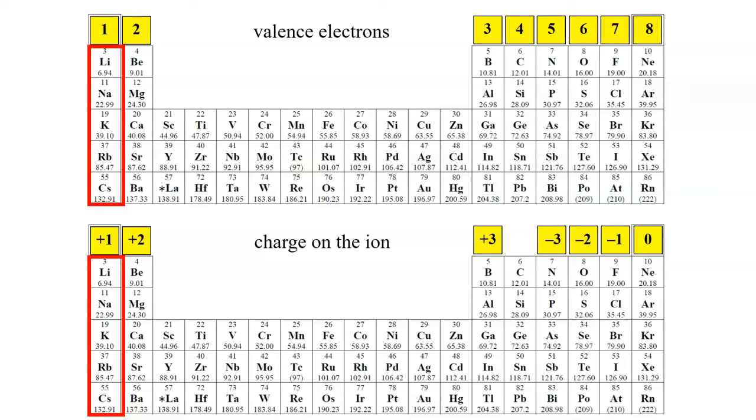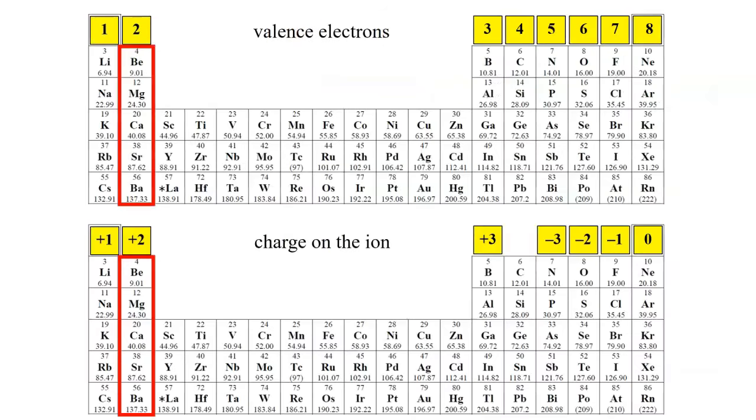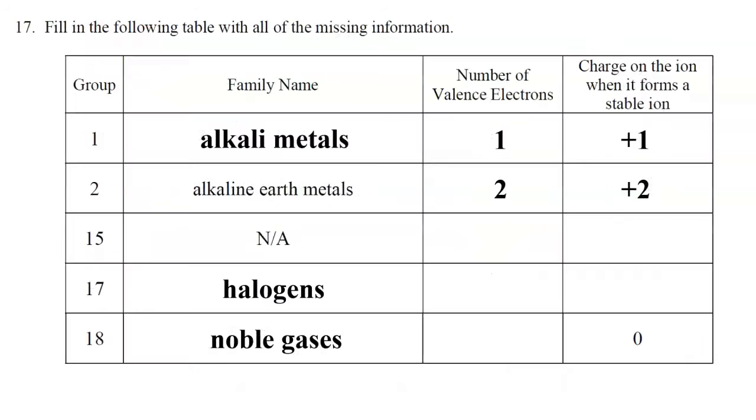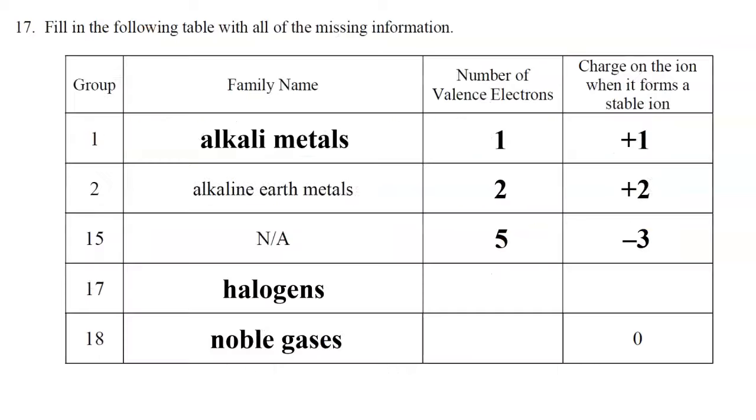So here is that pattern. So alkali metals in group 1, they have one valence electron, and they normally form an ion with a charge of +1. Alkaline earth metals in group 2, they have two valence electrons, and they normally form an ion with a charge of +2. Now in group 15, there's no special family name to know, but here are the elements in group 15. They would have 5 valence electrons, and when they form a stable ion, the charge would be -3.